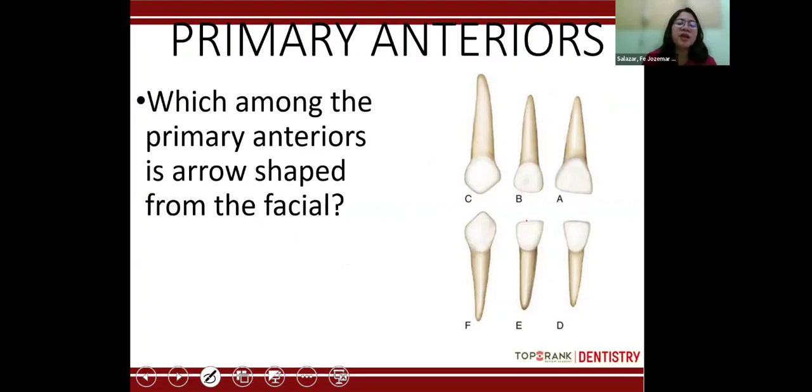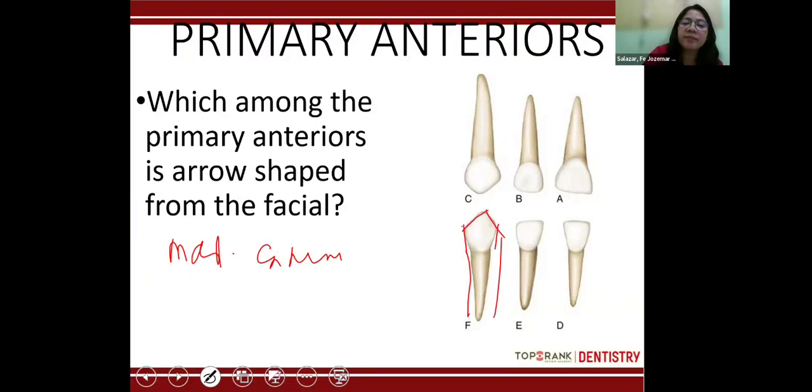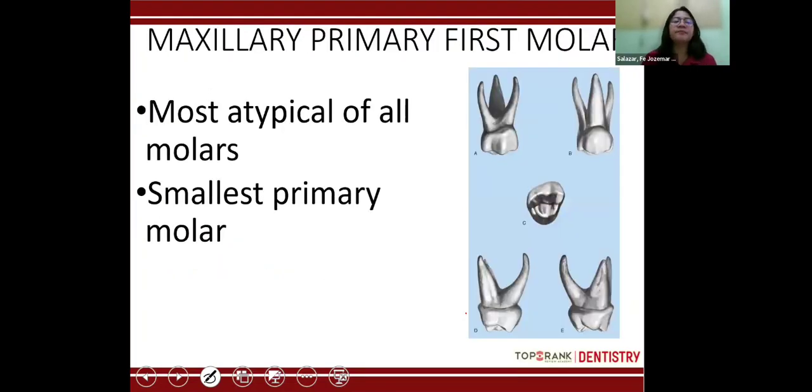Which among the primary anteriors is arrow shape from the facial? Arrow shape. Mandibular canine. Yan, kasi arrow. Yan. Okay, so arrow shape siya. Okay, so arrow shape, okay, from the incisal. Yan. Okay, so mandibular canine.